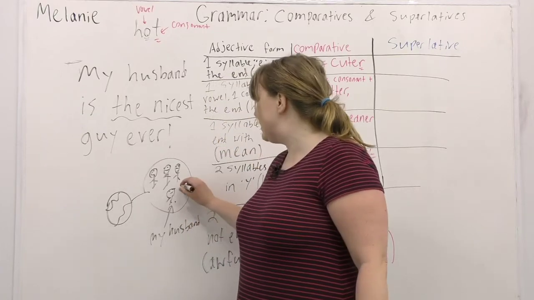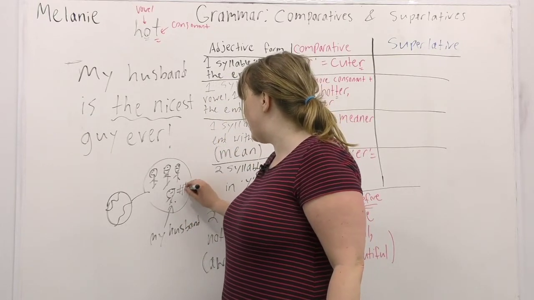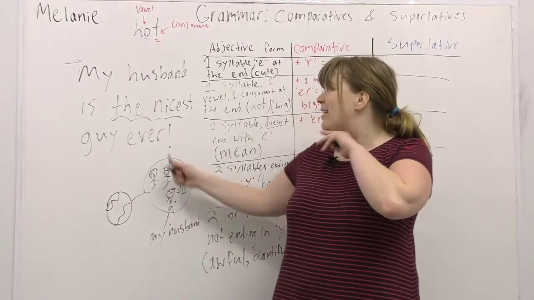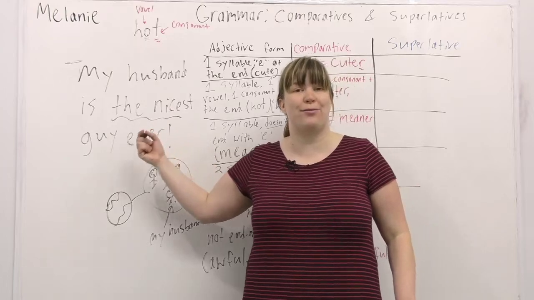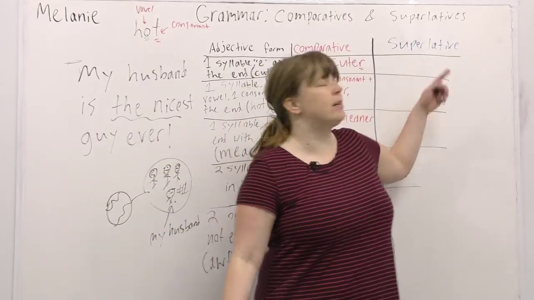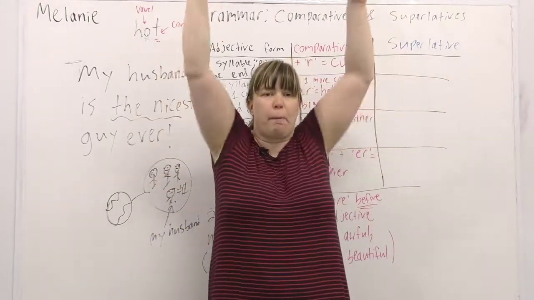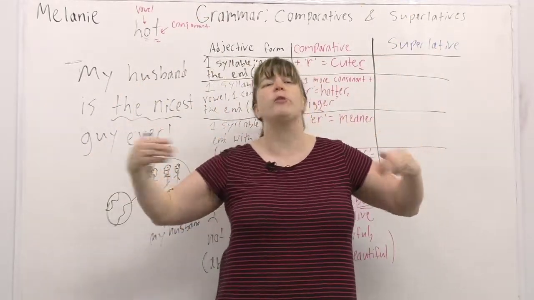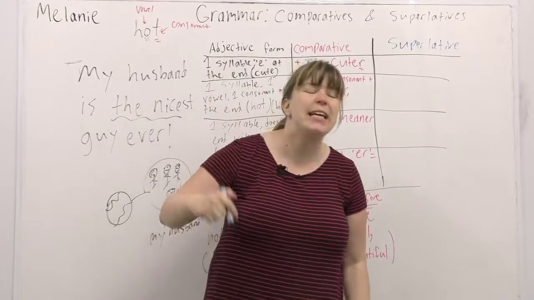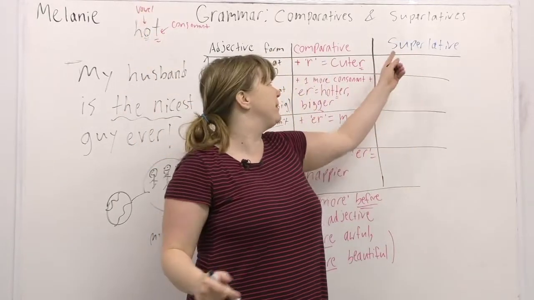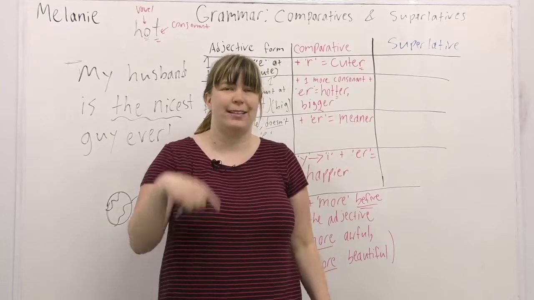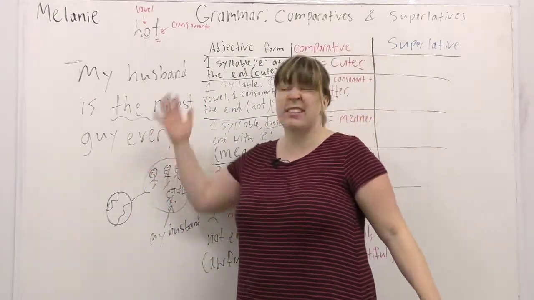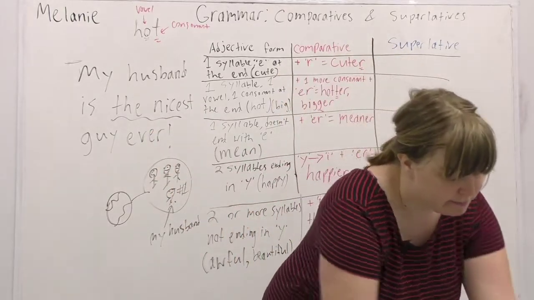My husband, and he is like the number one nicest guy in the world. That is what the superlative means. So when you're thinking of superlative, think of Superman. Superman is the strongest, fastest, most powerful human ever. So just think of something that goes to the extreme. Superman, superlative. That's kind of how I remember it. Hopefully it helps you too. All right, so that is superlative.